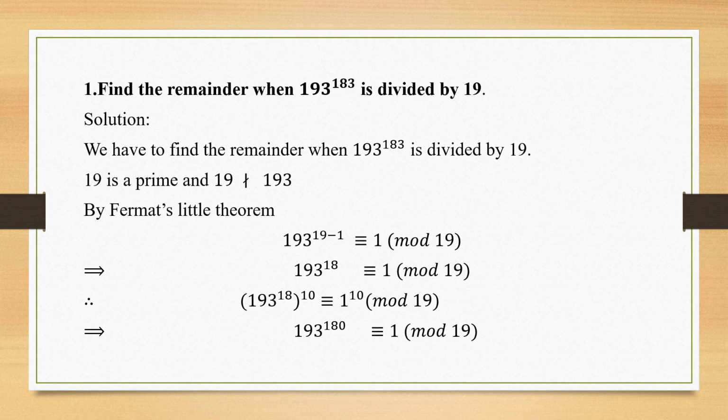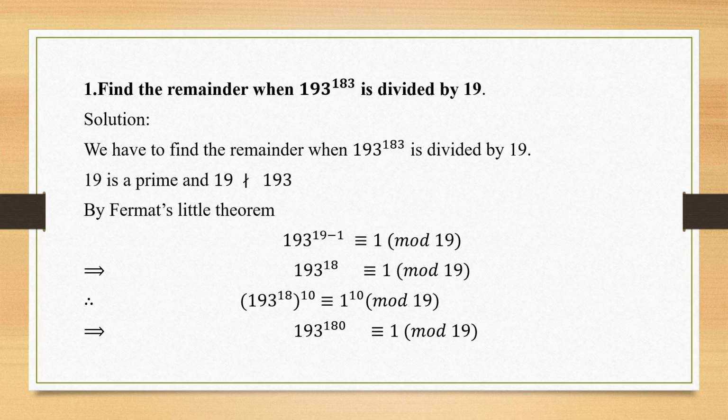So by Fermat's little theorem, what is Fermat's little theorem? It says that a raised to the power of p minus 1 is congruent to 1 mod p. That's the statement of Fermat's little theorem. Here I'm going to apply it. In place of a, I have 193, and in place of p, I have 19. So a raised to the power of p minus 1 is going to be 193 raised to the power of 19 minus 1, which is congruent to 1 mod 19. So 19 minus 1 gives 18, so 193 raised to the power of 18 is congruent to 1 mod 19.